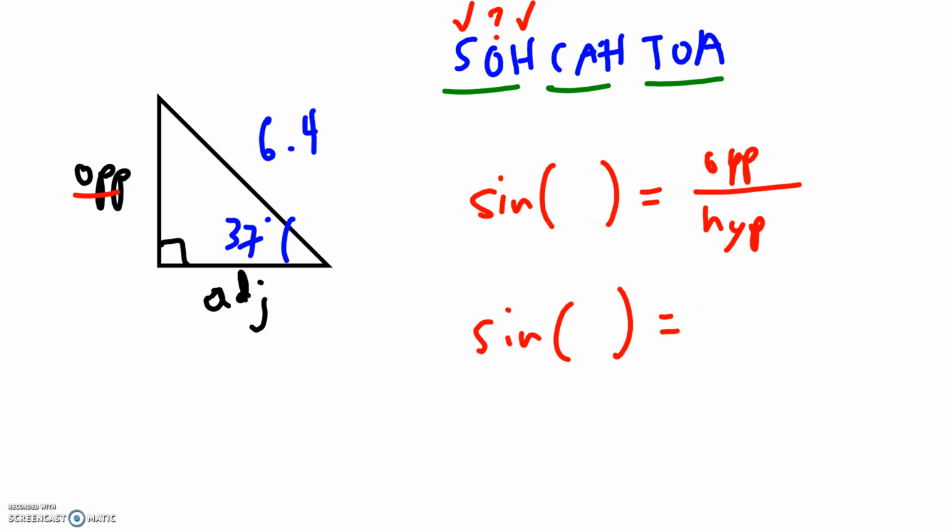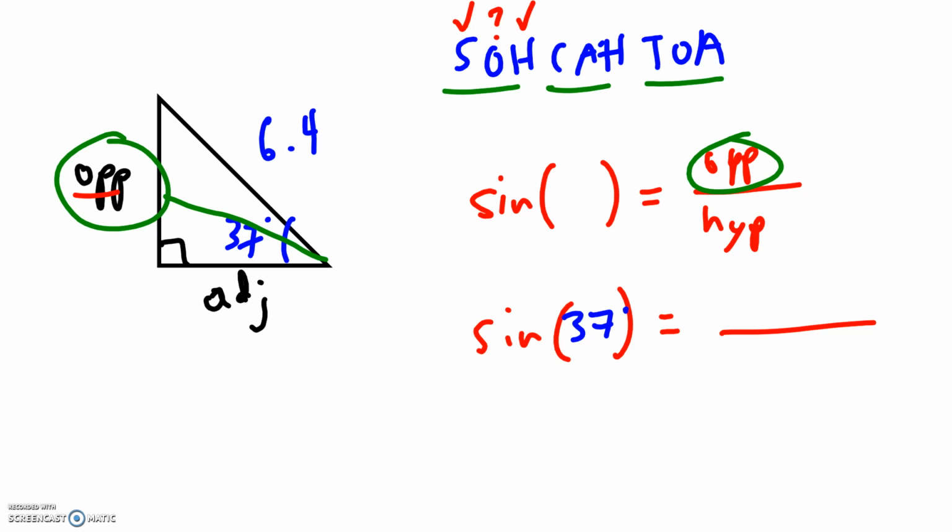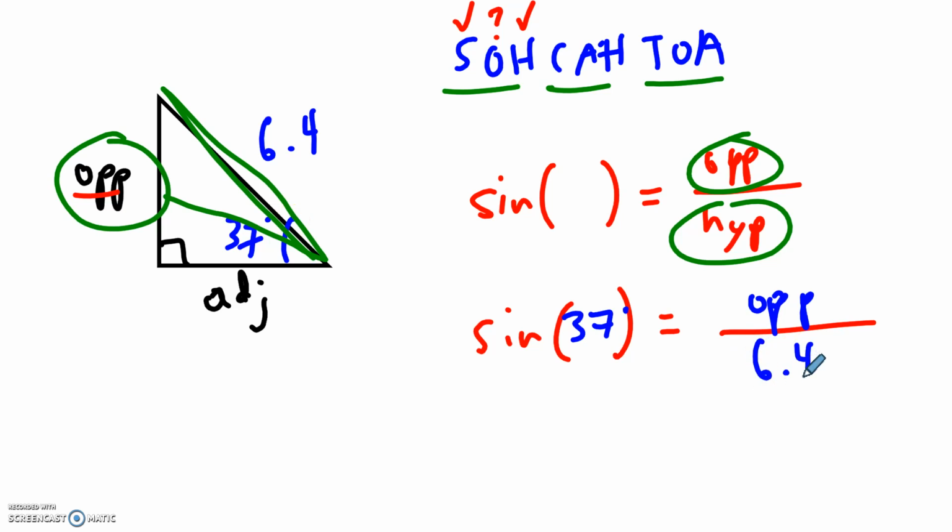In the parentheses, we put the value of the angle itself, 37 degrees. The opposite leg is our unknown, that's what we seek. This is the unknown. So we leave it as opposite. And the hypotenuse, that's this long side. So that's 6.4. We cross multiply both sides by 6.4.